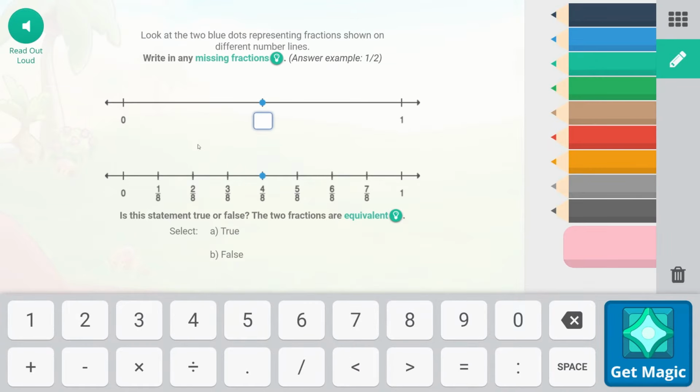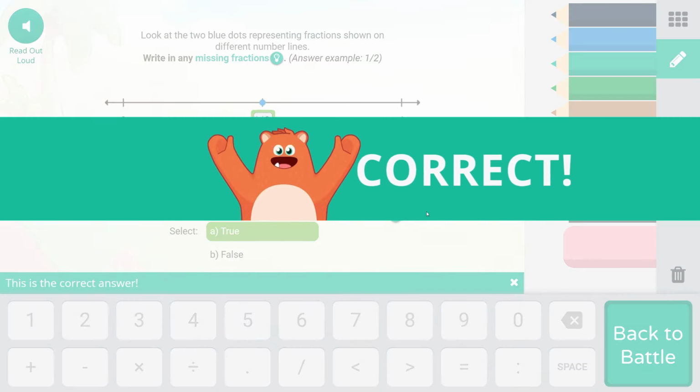All right, so 4/8 and the two fractions are equivalent. I'm going to put this as one. Right, any missing fractions? 1/2. 1/2. There we go. Yes, they are. The fractions are equivalent. Woohoo.